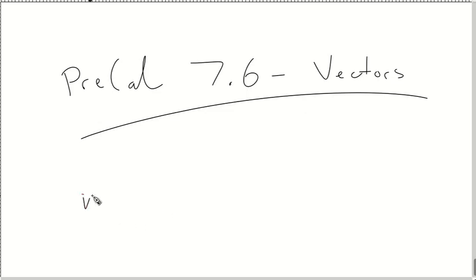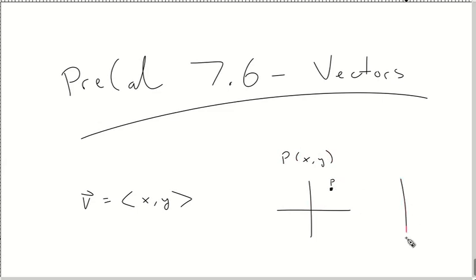Okay, vector v is equal to x and y. This is very similar to just saying that we have a point x comma y. Let me show you the difference between a point and a vector. Here's your point, and here's a vector. You're going out until that point from the origin. That's a vector. So this is the vector.